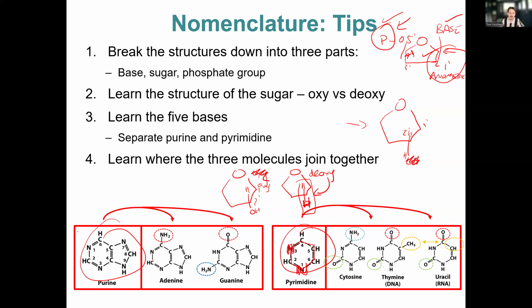And then purine is similar. You have this 1, 2, 3, 4, 5, 6 heterocycle. And then at positions 4 and 6, you've got another 5-membered ring coming off. And it's positions 7 and 9, which are opposite each other, which are going to be the nitrogens as well.